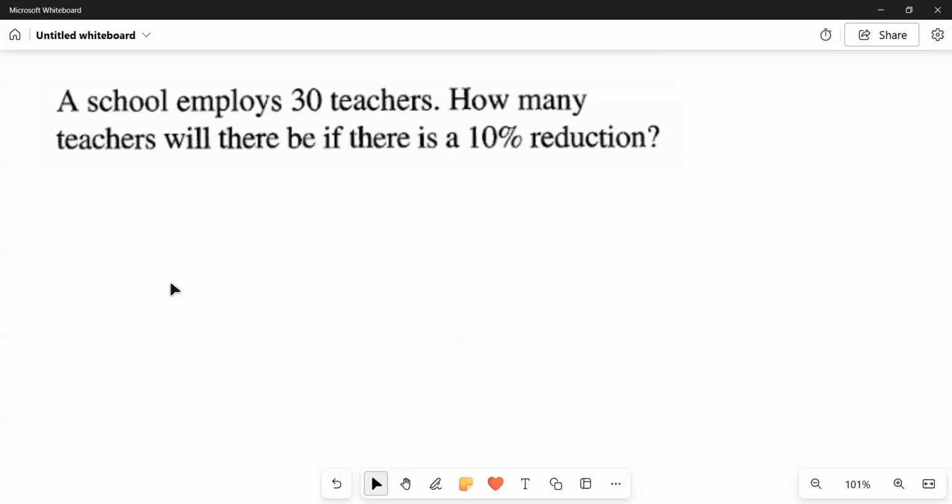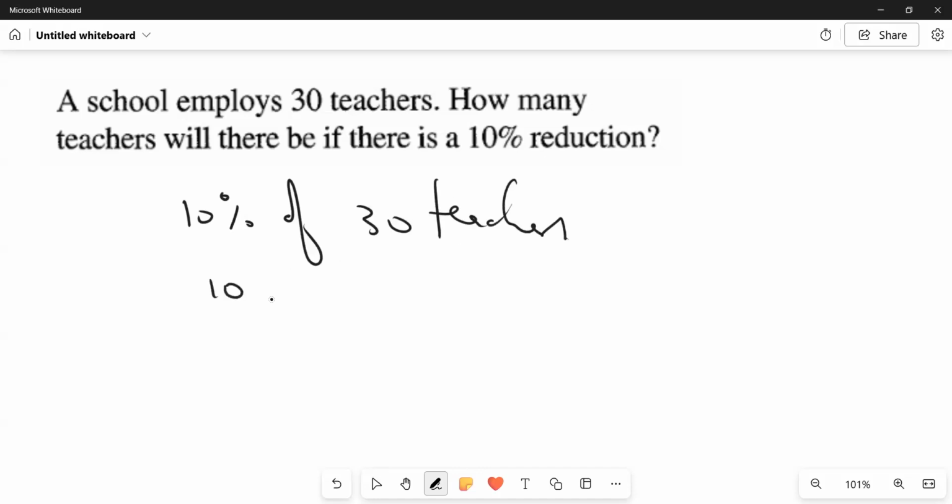So a school employs 30 teachers. How many teachers will be there if there's a 10% reduction? So here you've got to figure out how much this reduction is in terms of numbers, right? How many teachers that means. So we find out 10% of 30 teachers will be how much? 10 over 100 times 30 teachers.